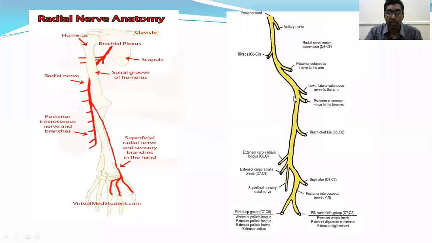So this is the spiral groove. The radial nerve goes a little downwards, and in the spiral groove it gives off the lower lateral cutaneous nerve of the arm and the posterior cutaneous nerve of the forearm. It also gives branches to the medial and lateral heads of the triceps. It winds around the humerus in the spiral groove, and here it comes to the anterior and lateral side of the arm, where it gives off branches to the brachioradialis and the extensor carpi radialis longus and brevis.